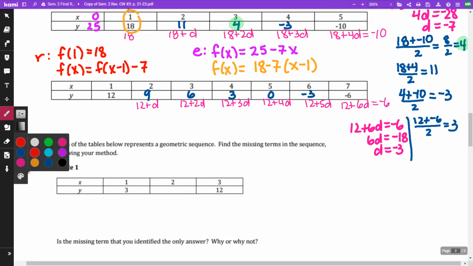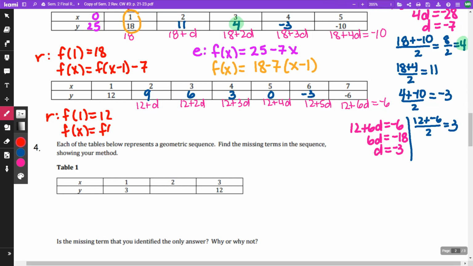So recursive. F of 1 is going to be 12. And f of x is going to be always f of x minus 1. And then what am I doing? I'm minusing 3. Now for my explicit, if I go back and find my 0, I'm minusing 3, so I'm going to add 3. I'm going to have 15. So this is going to be f of x is equal to my 0, which is 15. And then what am I doing? I'm minusing 3 x times.